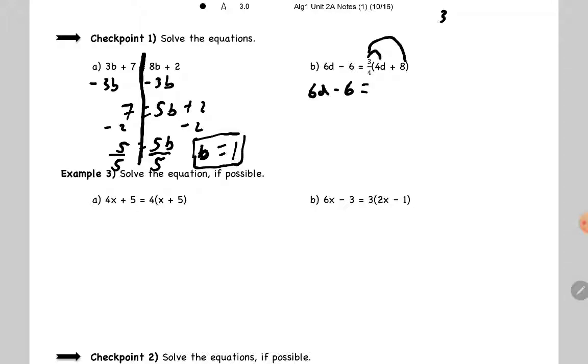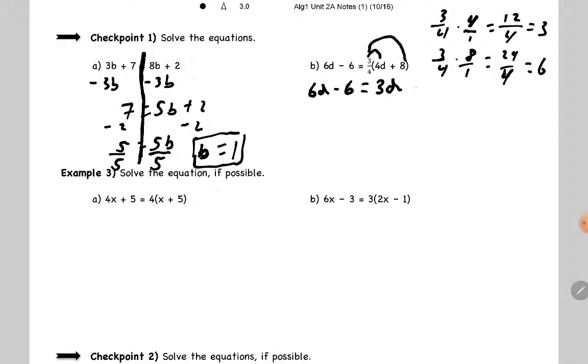Okay, so let's look at 3/4 times 4. So remember, whole numbers, you can put them over 1. And now I'm going to multiply like normal, straight across the top, straight across the bottom. 12 divided by 4 is 3. So I have 3d, and then 3/4 times 8 is 24 over 4, which is 6. So plus 6.